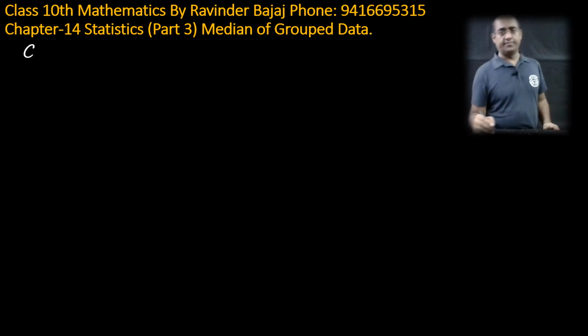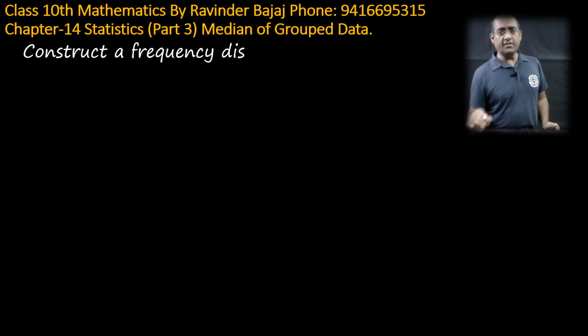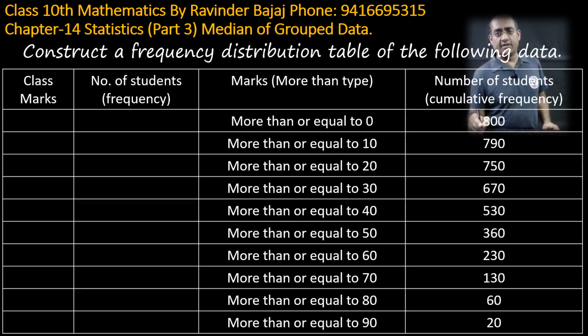See, construct a frequency distribution table for the following data. See the data. More than type is given. More than type cumulative frequency is given. Now what will you do?